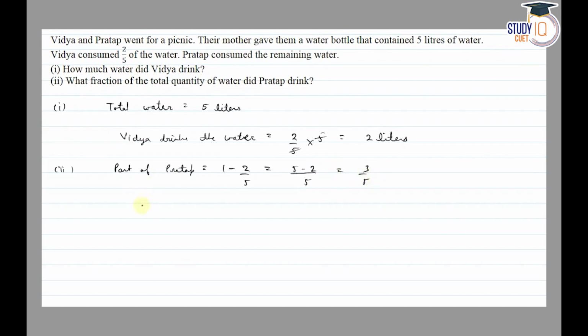So the water Pratap drank is equal to part of Pratap into total water. So 5 by 5 will cancel out, so 3 liters. So Vidya drank 2 liters and Pratap drank 3 liters of water. Thank you.